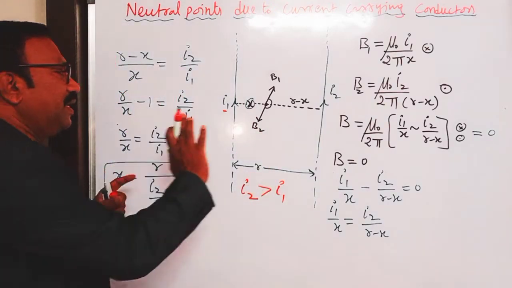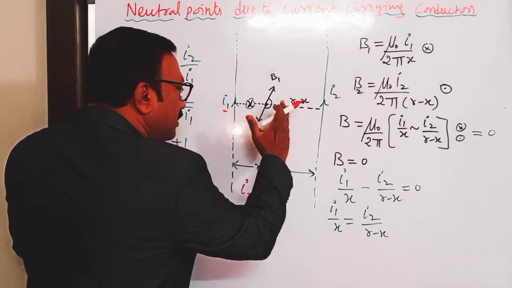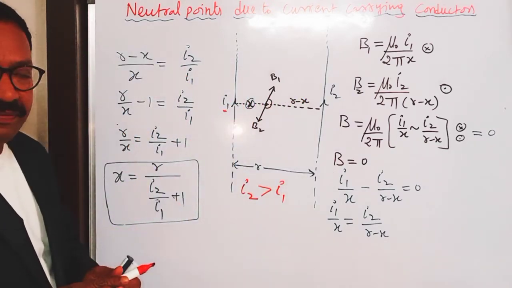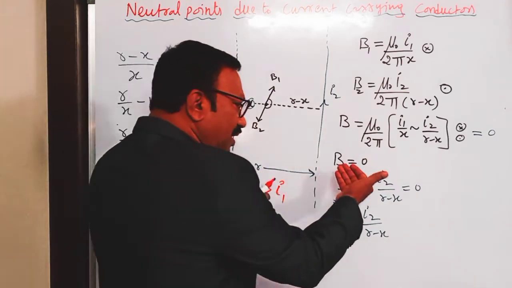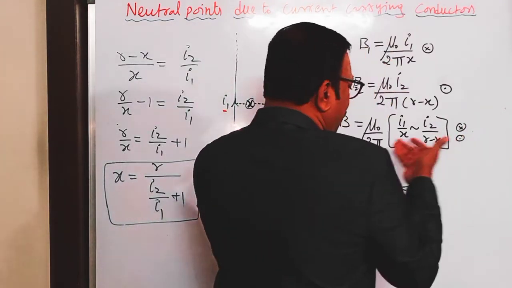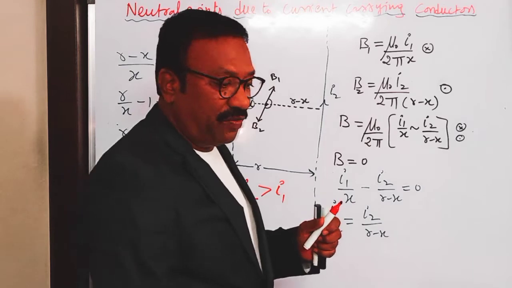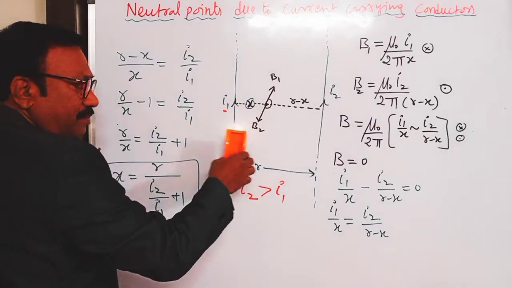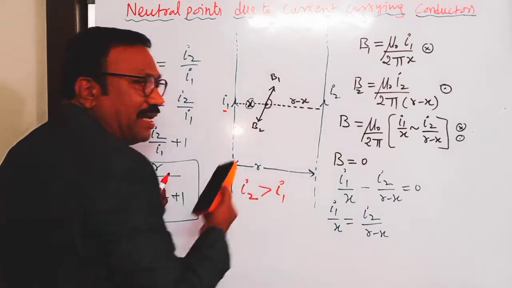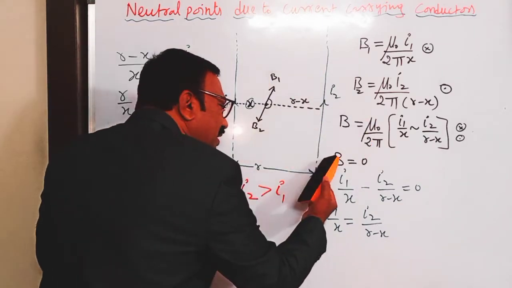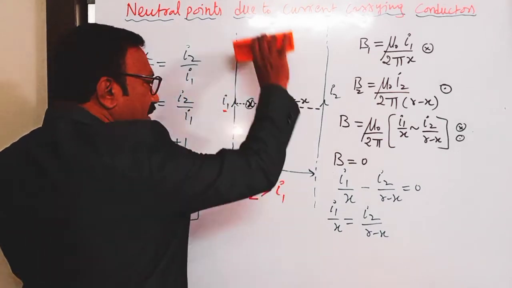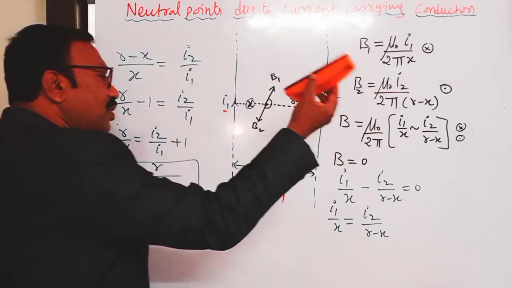So finally, there is a neutral point here somewhere at a distance x, which is given by this relation. And if this is not equal to 0, you will get some value here, isn't it? You can find the resultant field always like this, or you can also find the neutral point by using the condition resultant field equal to 0. So the in-between concept is over now. We will go to the right side part.